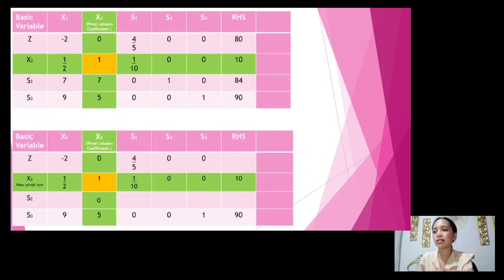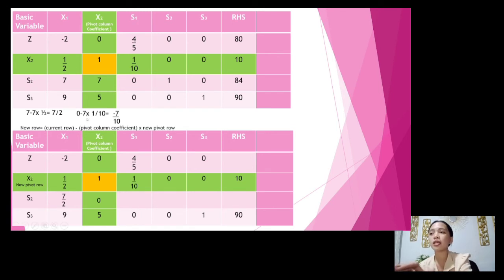For our next row, we should find the value of S sub 2. So we will be doing the same process that we did on our last slide. 7 minus 7 times 1/2 is 7/2. Then 7 minus 7 times 1 is 0. So it is 0 already.